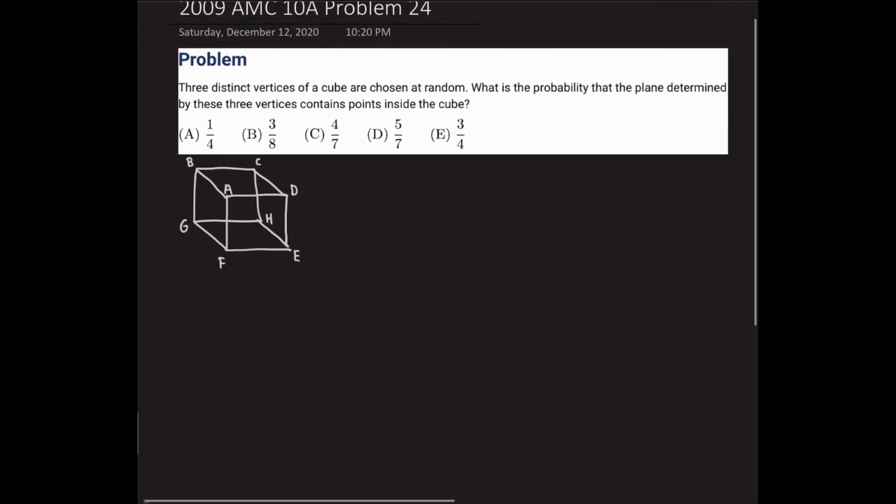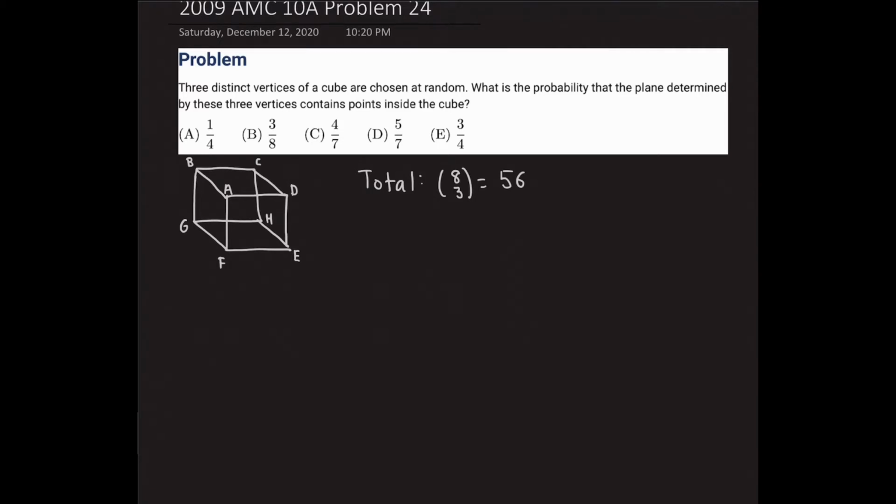So first, let's just do the easy part and determine the total selections of 3 vertices. Since we have 8 distinct vertices and we want to select 3 distinct vertices, it's just going to be 8 choose 3, which is equal to 56. So our total number of ways is 56.